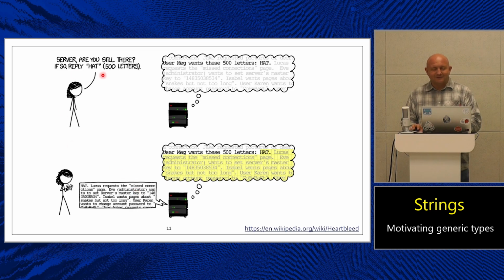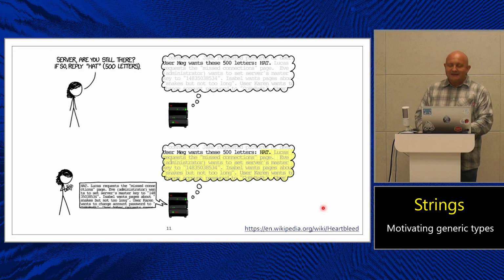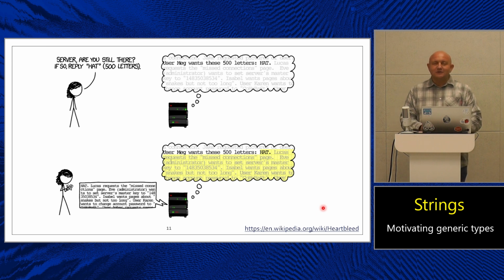And now, server, say hat, 500 letters. Answer, hat. Lucas is looking for missed connection page. Administrator wants to change the server password to this one, and so on. This is called Heartbleed. You can read its wiki page. The Heartbleed vulnerability existed from introduction to its fix in Linux for 2 years, during which you could exploit this server to the max. And how long was it there before discovery?